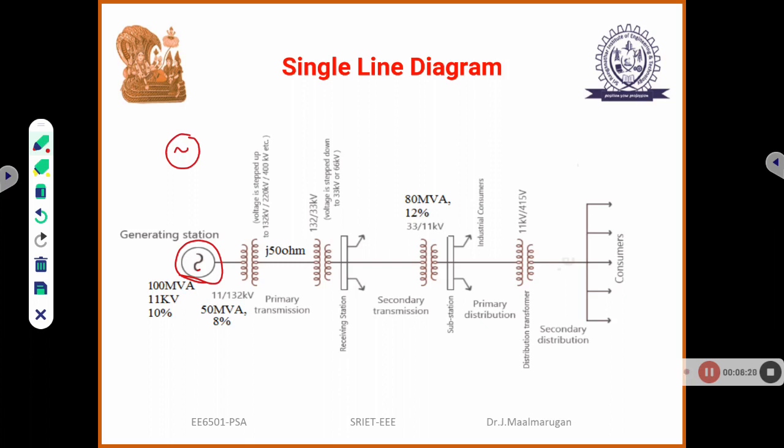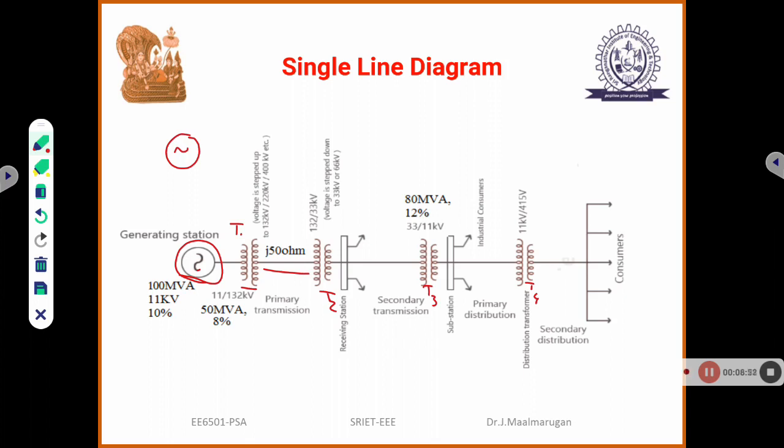This one is a transformer. This one is a transmission line, j50 ohm is a transmission line. This one is transformer 2, this one is transformer 3, this one is transformer 4. Then the consumer. So what is the process? The generator, as I already said, is the representation of the power system. The generator power is transmitted to the distribution transformer and fed to the various loads.